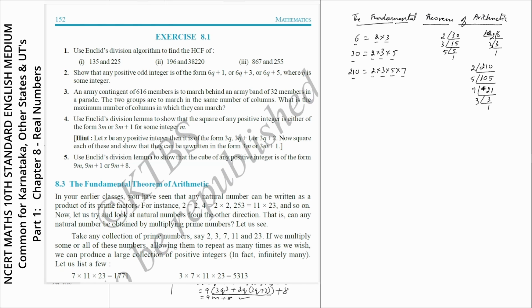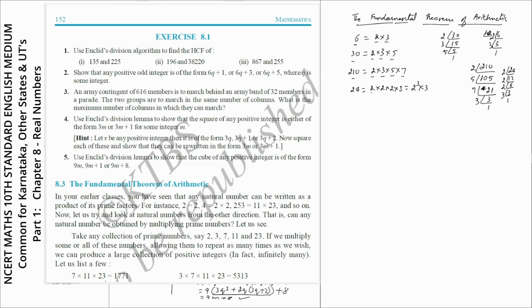Now consider another example, 24. So 24, if I factorize, 2 12s are 24, then 2 6s are 12, 2 3s are 6, then 3 1s are 3. So 24 I can write as 2 into 2 into 2 into 3. So here prime number 2 occurs 3 times, so I can write 2 to the power of 3 into 3.